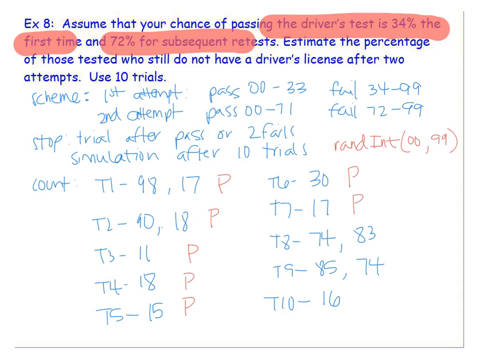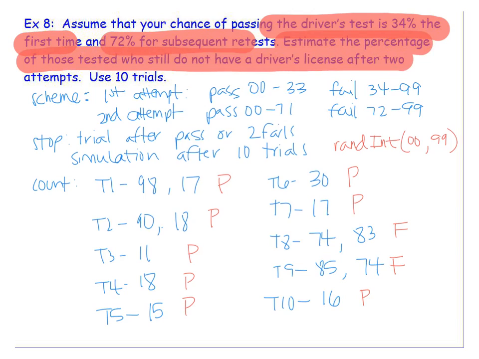Trial 8, 83 on the second attempt was a fail. 74 on the second attempt was a fail. And 16 was an automatic pass. So it wants us to estimate the percentage of those tested who still do not have a driver's license after 2 attempts. So the ones that still don't have licenses, that would be the fails. And so if we look, we had 2 fails out of 10, which is 20%. And let's look at the last example.